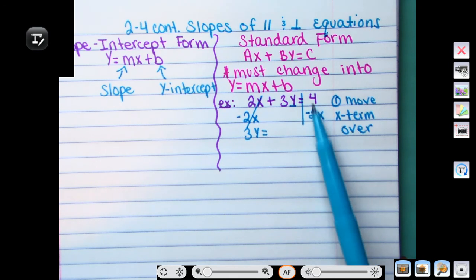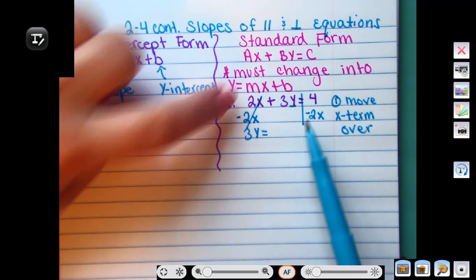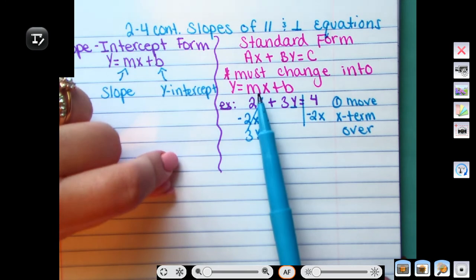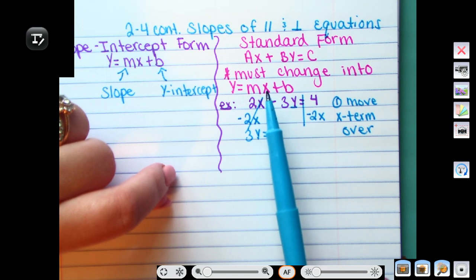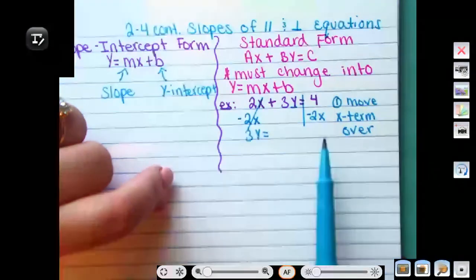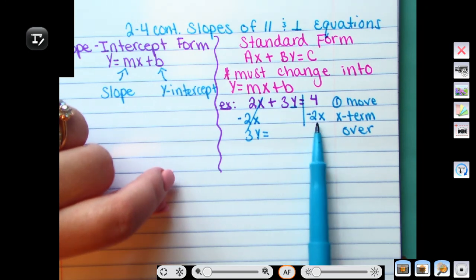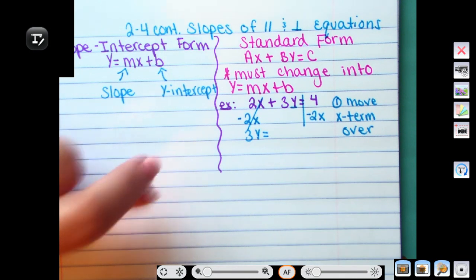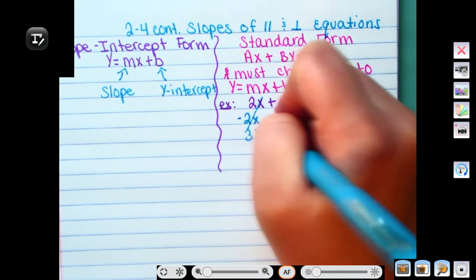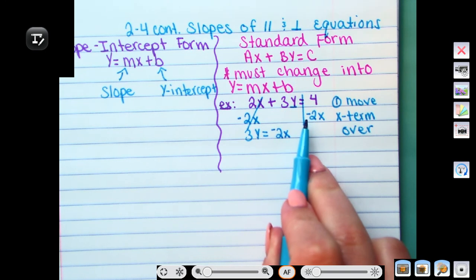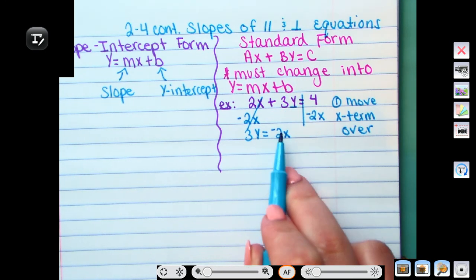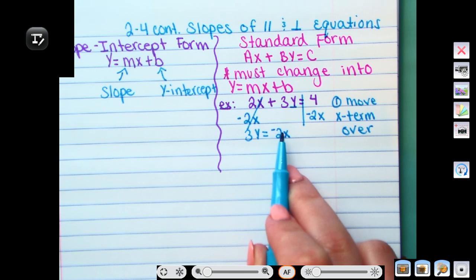You cannot combine these, okay? So we're still going to have two terms over here, but remember I want it to look like this. I want it to be y equals mx plus b. And in y equals mx plus b, the x term is written first. So I'm going to write my x term first. So I'm going to write negative 2x because there is a negative in front of that. That subtraction sign is a negative. So negative 2x.